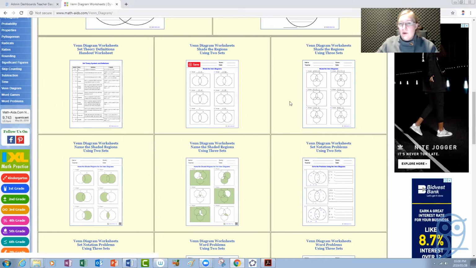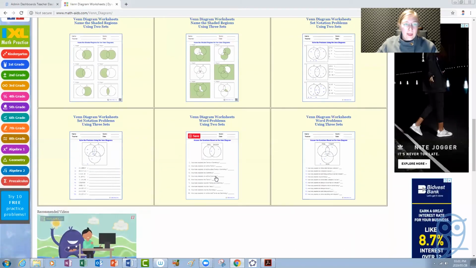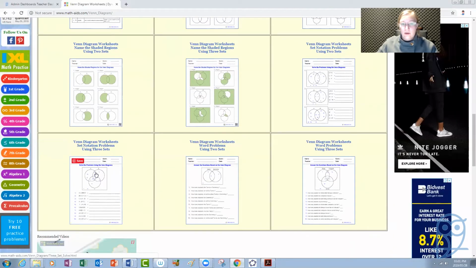So this is the ones where we had to color in. This is where we had to write which sections are colored in. Here we have to write down the elements, as well as here. This one just has 3 instead of 2. And these are the more important ones. These are the ones that you have to practice. This is the kind that you may get in a test.